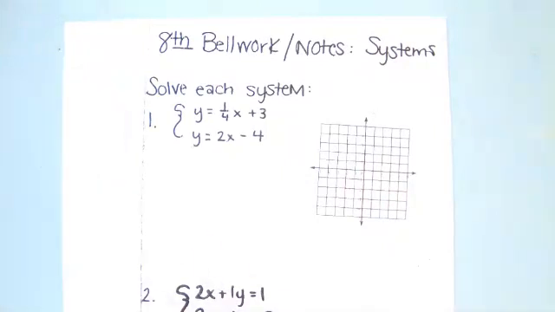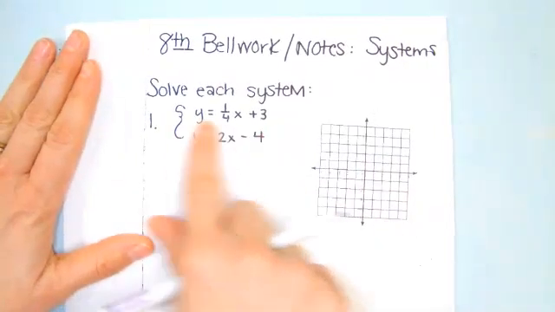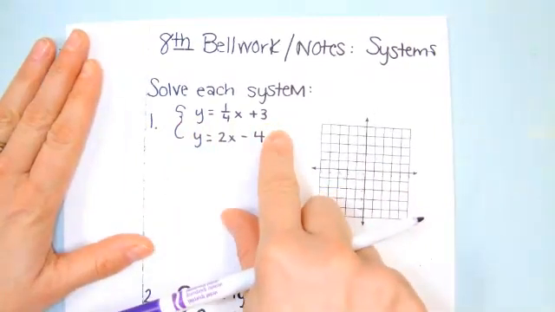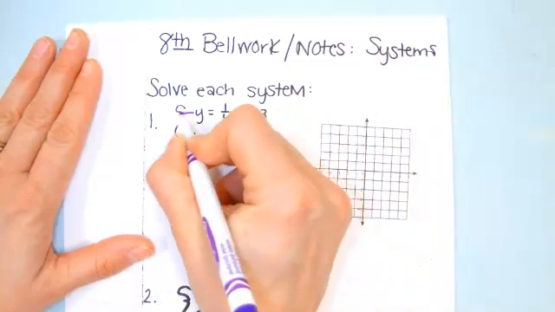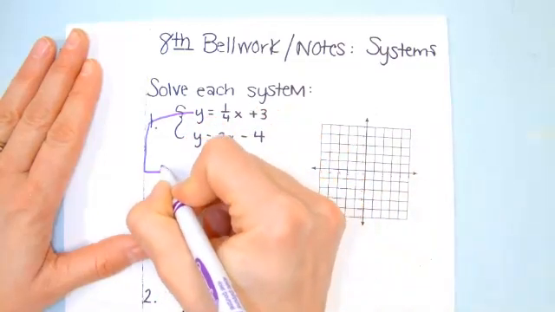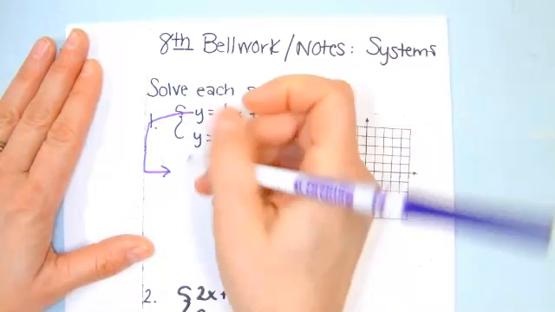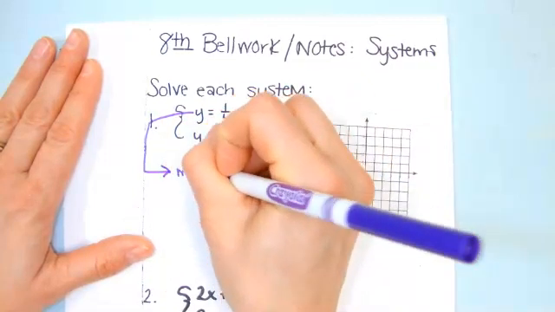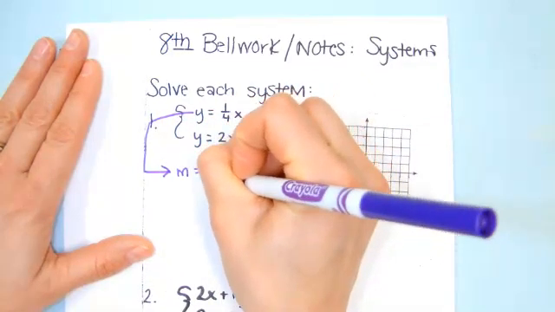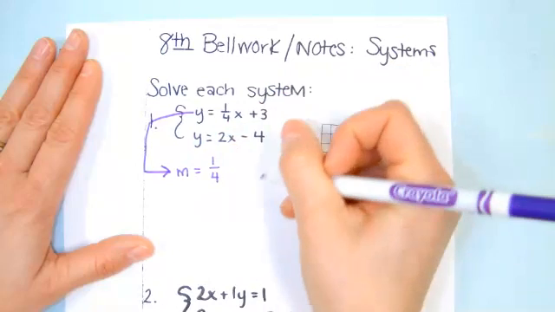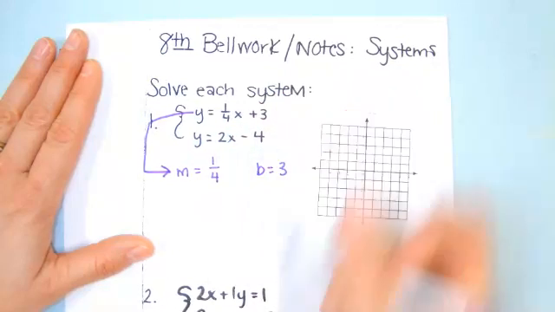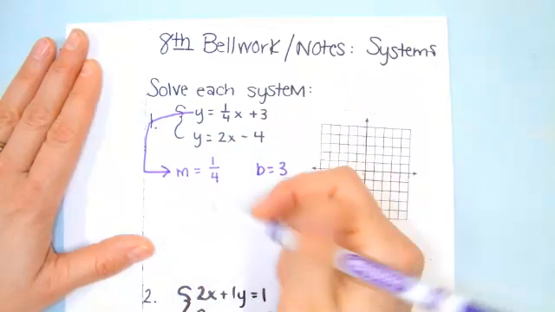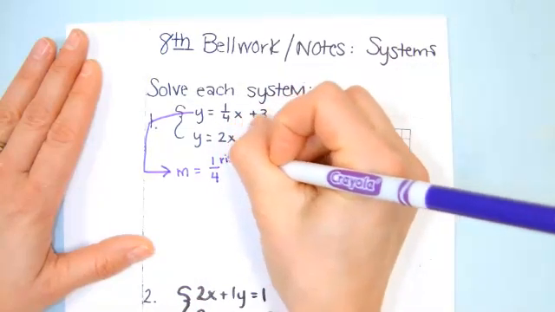We're going to start with the top equation here, and we're going to identify our slope and our y-intercept. So I'm going to do that down here. My slope, my m, is going to be 1 over 4. And my y-intercept, my b, is going to be 3, okay? Remember that my slope is really a rise and a run.